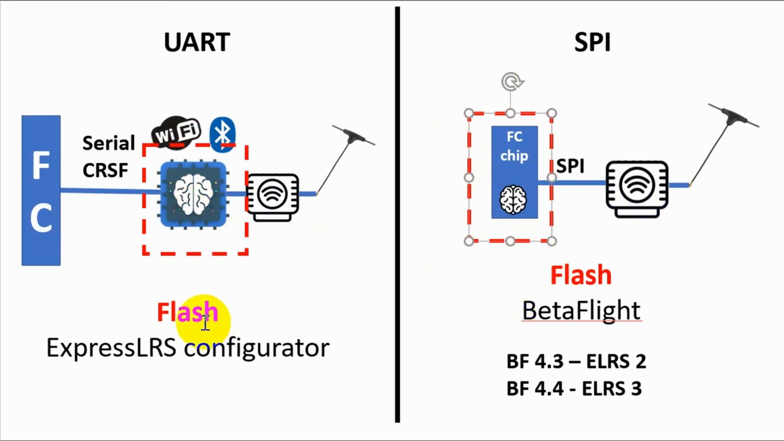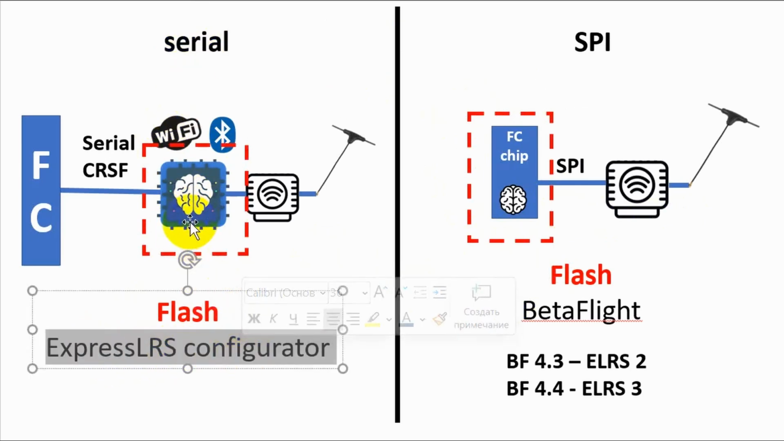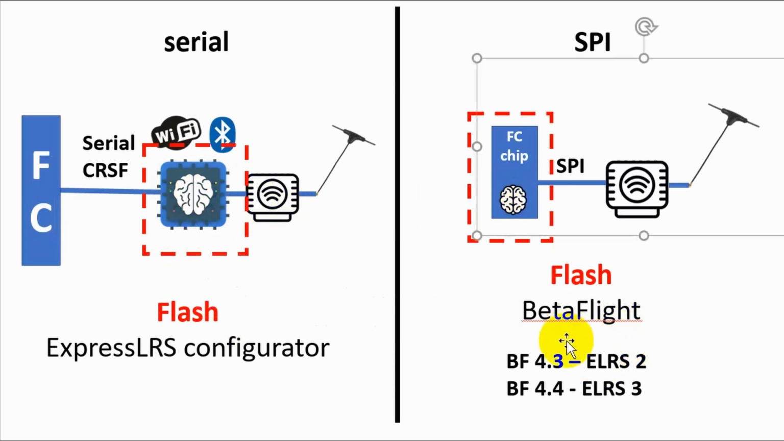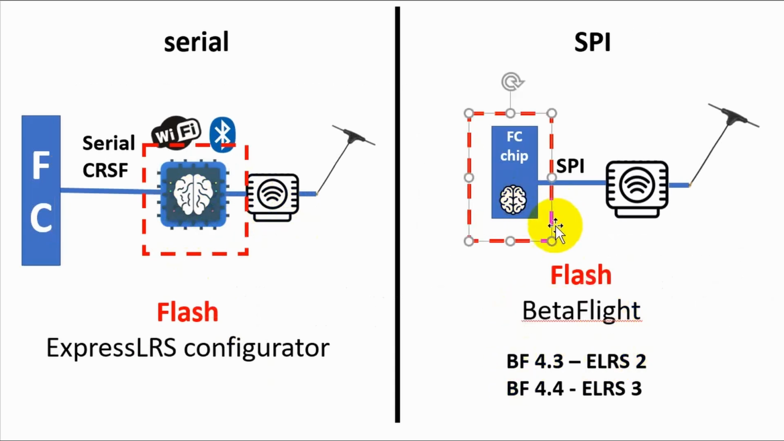So as you can see, when we are updating UART ELRS serial, we just use ExpressLRS to generate and update the flash of this one chip only. And here we take the Betaflight Configurator and update the whole software.